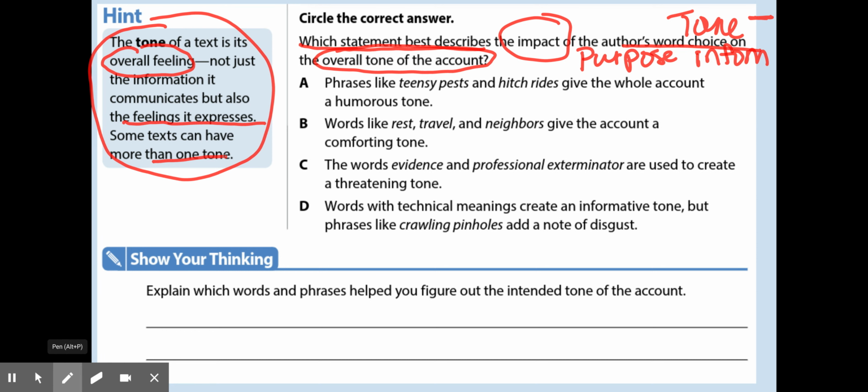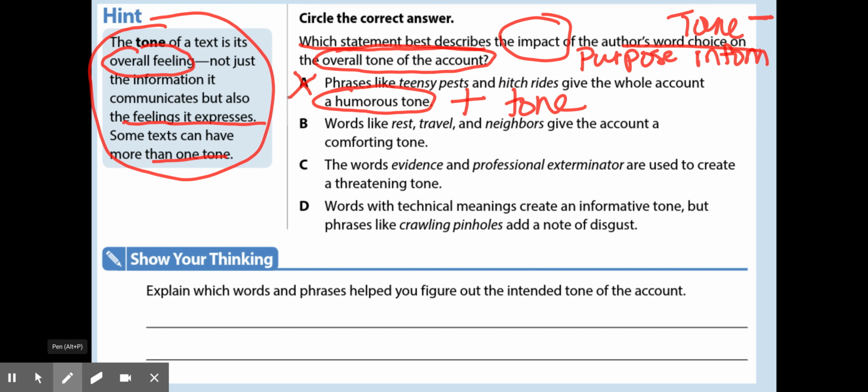And now I'm assuming right now you've all paused me and you're playing again and we're ready to get it going. So let's look at answer choice A. Phrases like teensy pest and hitch rides give the whole account a humorous tone. Well, this says humorous. Humorous is a stronger connotation for the word funny. And if things that are funny, they normally have a positive tone. And if it's got a positive tone, it cannot be my answer because I know I'm looking for something with more of a negative tone.